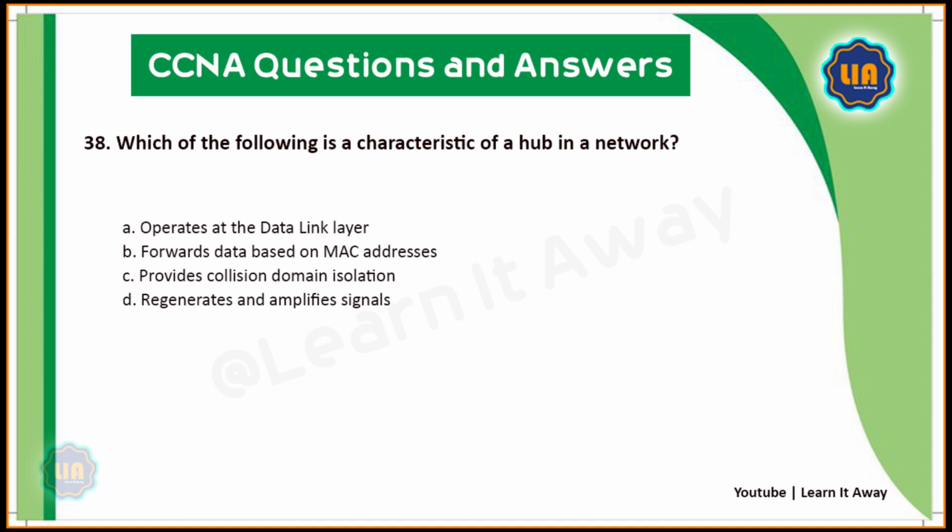38. Which of the following is a characteristic of a hub in a network? A. Operates at the data link layer. B. Forwards data based on MAC addresses. C. Provides collision domain isolation. D. Regenerates and amplifies signals. Answer. D. Regenerates and amplifies signals.